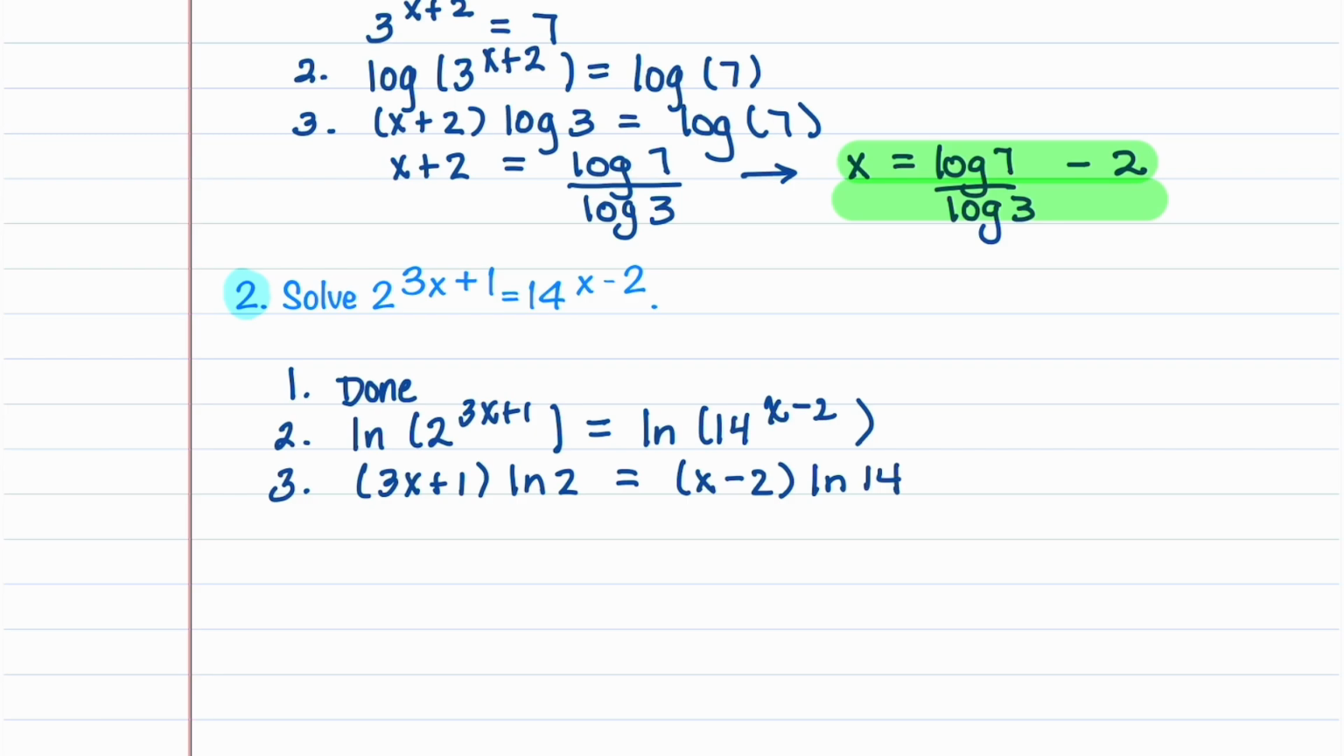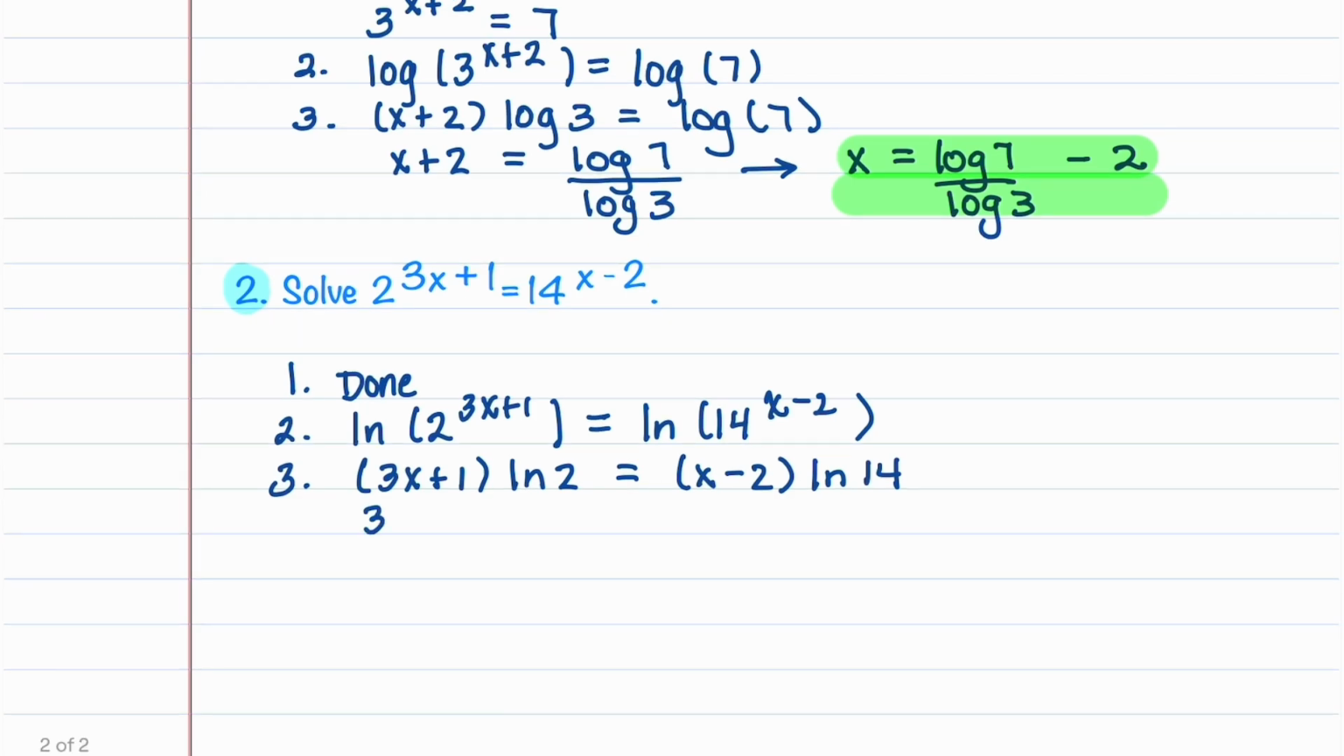Now what we have to do is solve for x. When I taught this in class, my students always thought this was a little bit difficult because there's a lot of algebra going on. We're going to go through this slowly so it's really clear. On the left-hand side, what we're going to do is we're going to multiply each term by ln 2. This gives us 3x ln 2 plus ln 2. And then on the right-hand side, we're going to multiply our natural log 14 by x and minus 2. So we have x ln 14 minus 2 ln 14.